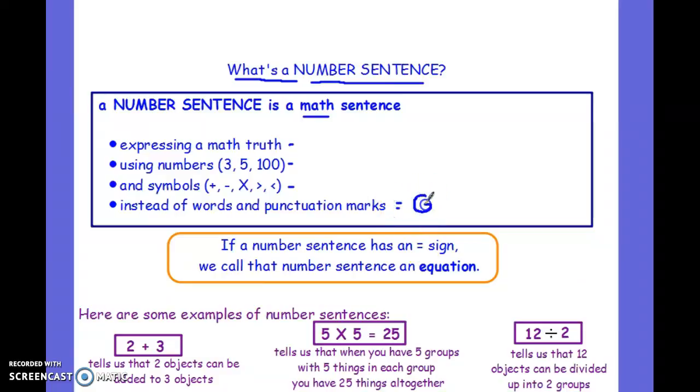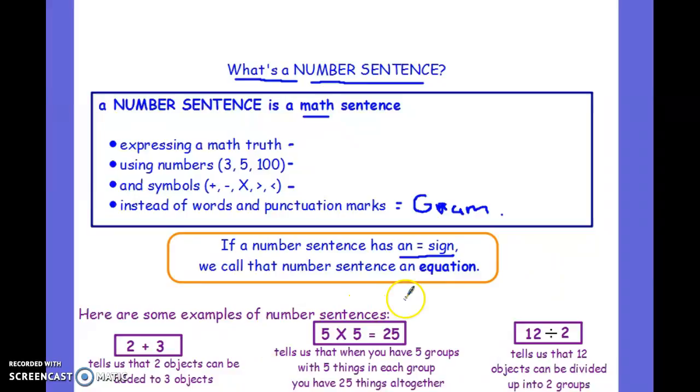When you see word and punctuation, think about grammar. This is not grammar. This is math. So a math sentence is going to have numbers in it. It's going to have operations in it. It's going to have numbers, symbols, but it won't have words and punctuation. If a number sentence has an equal sign, we can call that number sentence an equation. Typically, we are going to have equation number sentences because normally we will ask the students not only to create a number sentence, but also to solve it, which means if you're solving it, you need an equal symbol.